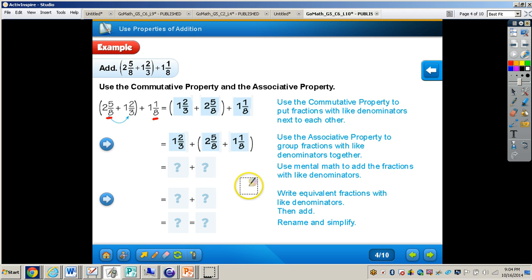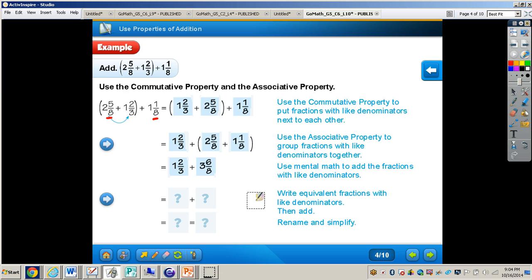Okay, now from here, what we can do, we can use mental math to add the fractions with like denominators. Okay, we have 5/8 plus 1/8, which is going to give us 6/8. Okay, and then we add the whole numbers together, giving us 3 6/8. So let's write that down. Then we bring our 1 2/3 down.